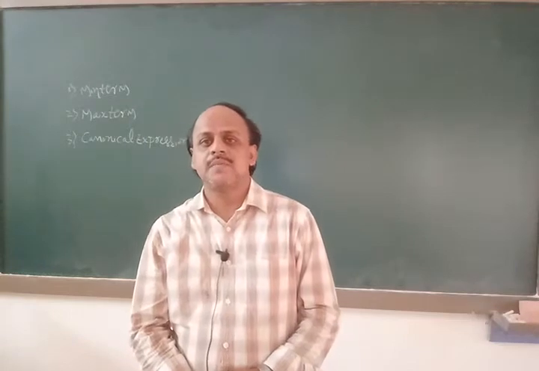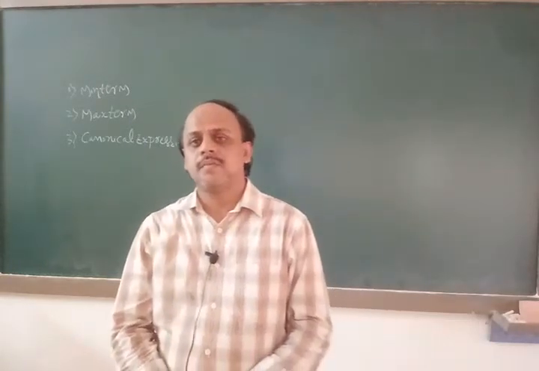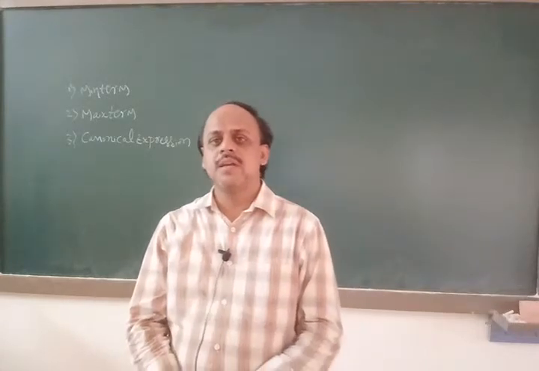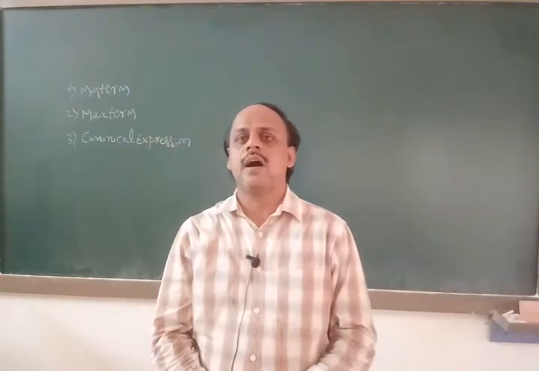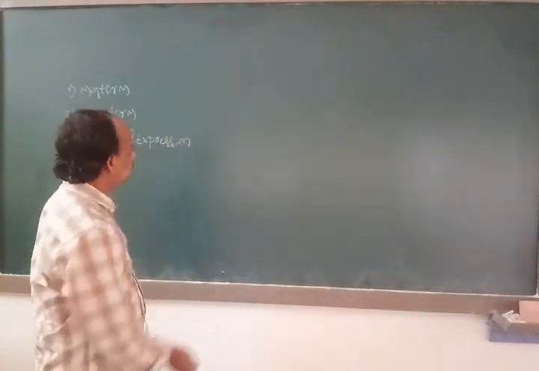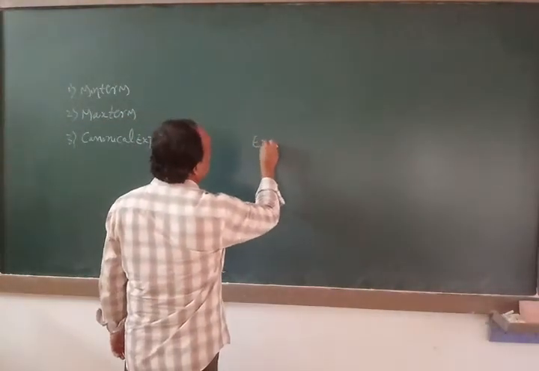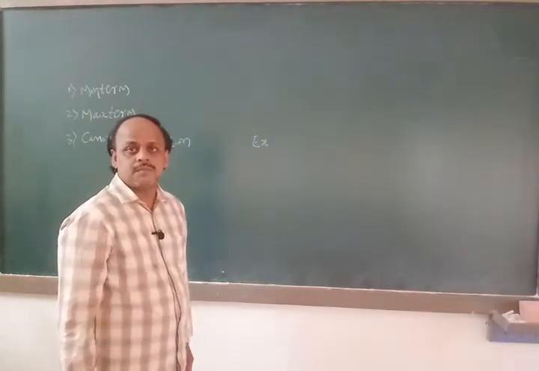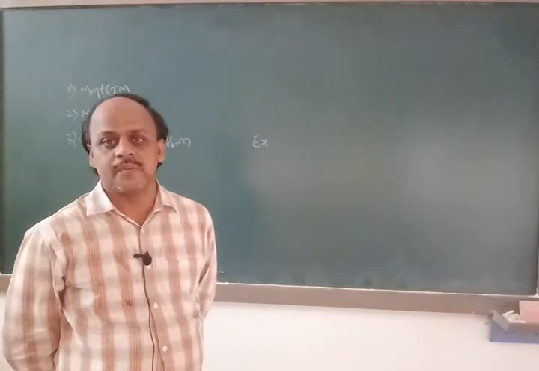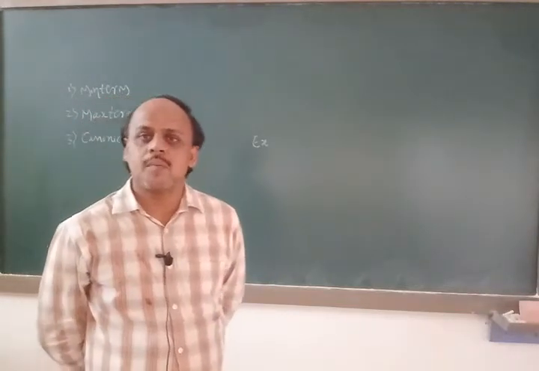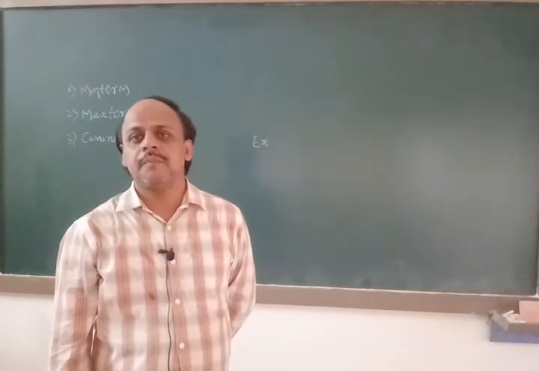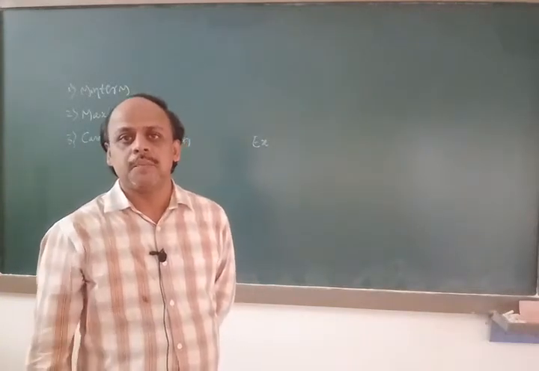Min term is nothing but the logical product of several variables. The variables may be in complemented or uncomplemented form. For example, what is the min term? The logical product of several variables, where the variables may be in complemented or uncomplemented form, is called a min term.